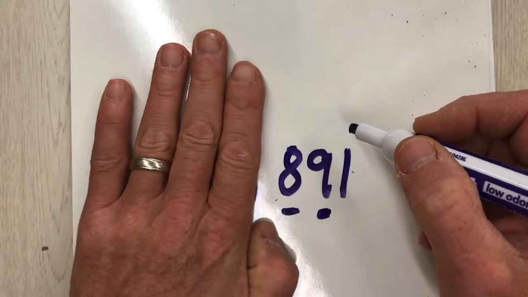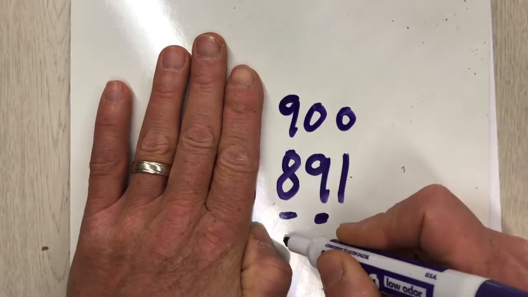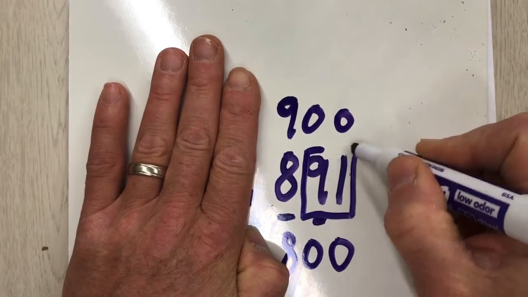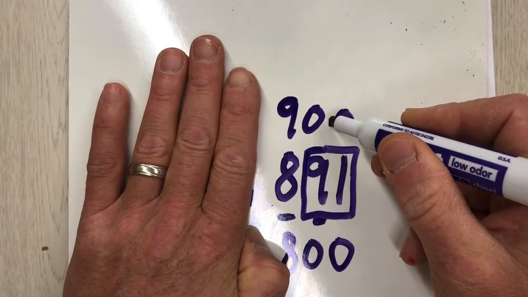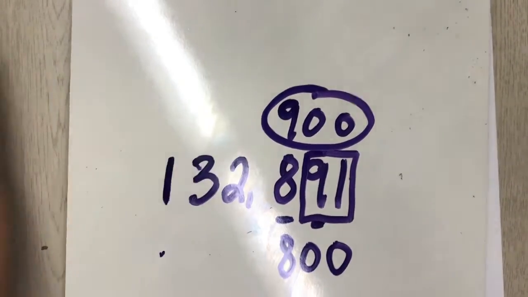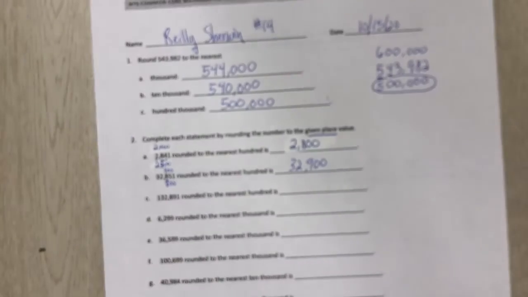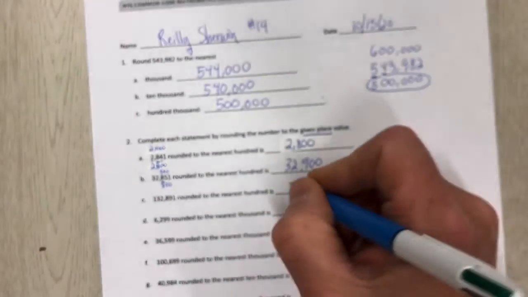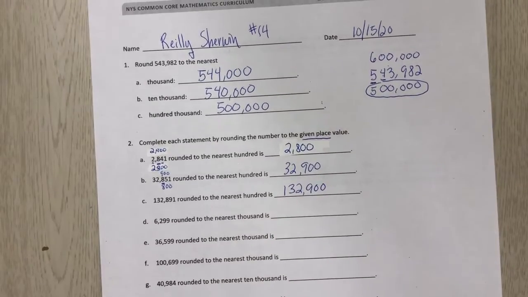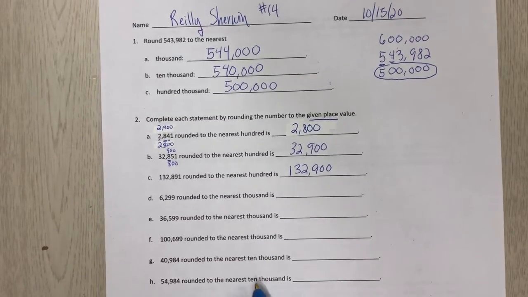So just blocking this out right now, 100 up is 900, and this stays the same as my low 100, 800. So 91, that's way past the halfway point. It rounds to 900, so I'm rounding up to 900. So it's not just 900, it's 132,900, okay? So that's what I'm gonna write in there, 132,900. Okay, we're cruising. So the next ones are gonna be round to the 1,000, down to the 10,000, round to the 100,000.